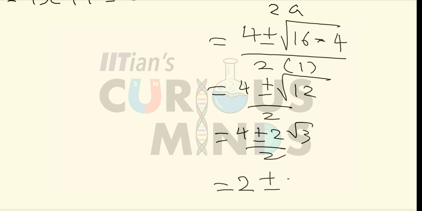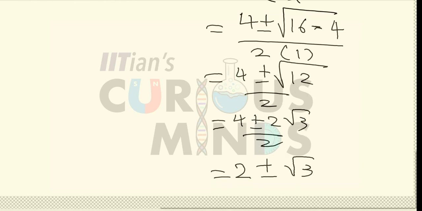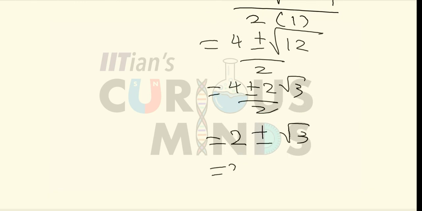So basically P by Q can be equal to 2 plus minus root 3. Okay. So it can either be equal to 2 plus root 3, or it can be equal to 2 minus root 3. Okay. 2 minus root 3. Since both of them are positive values, it can be either of them.